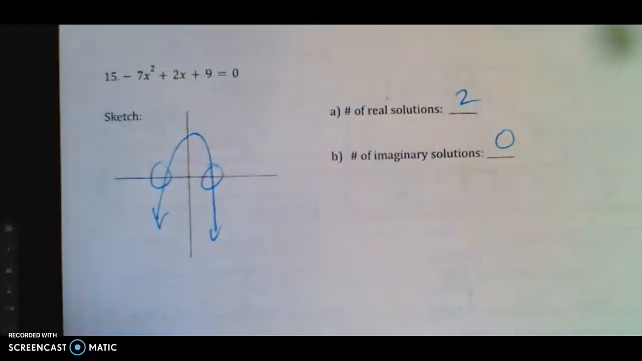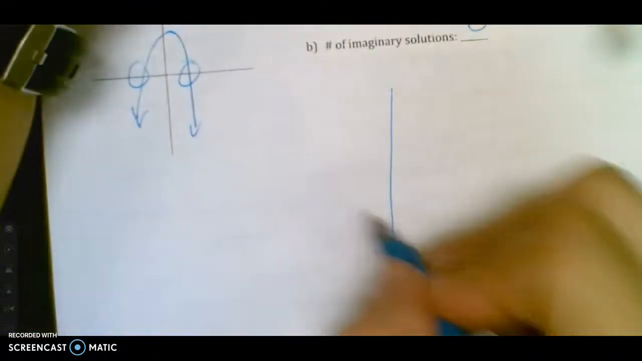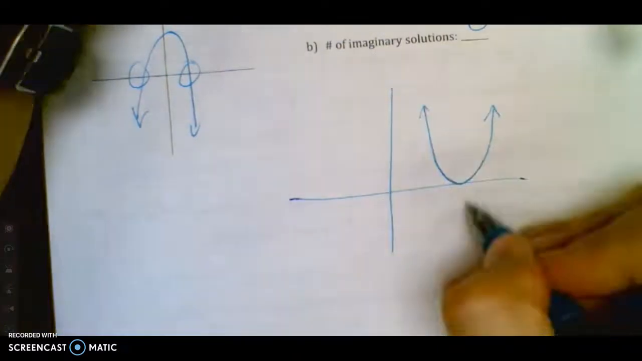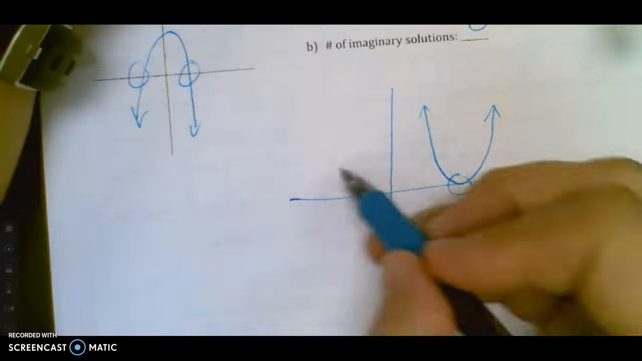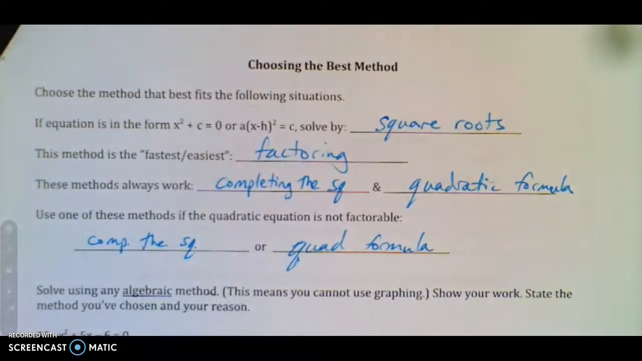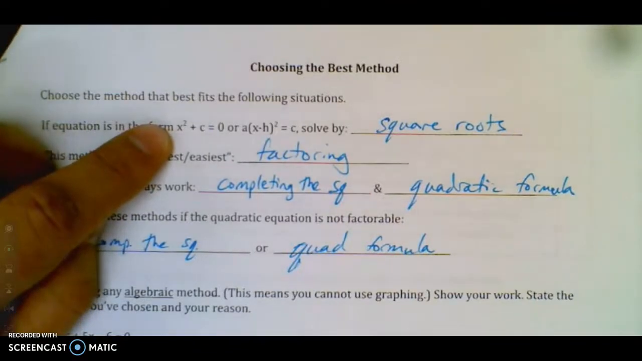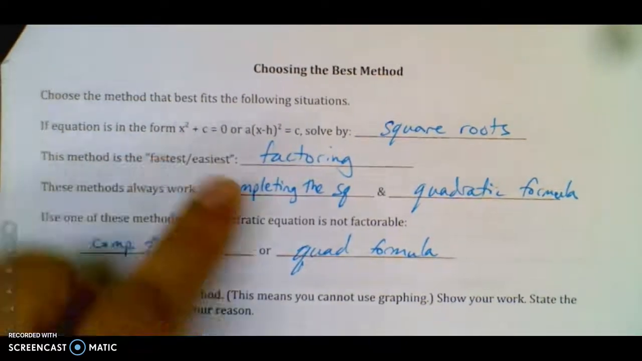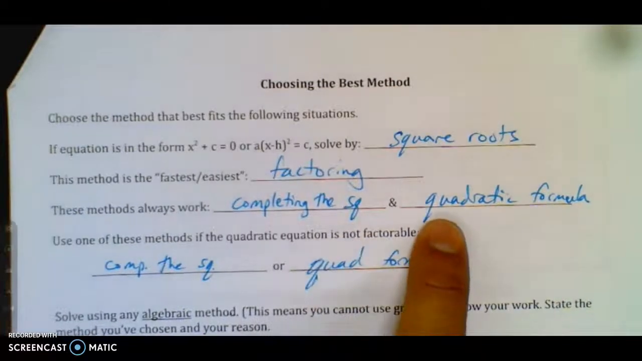The only case not shown here is what happens if it just barely strikes. That would be the one real solution where it hits just once. Okay, that wasn't one of these problems though. Alright, so the last page here, you always check if you can do square roots first, because it's super easy. Then if you can't do square roots, if there is an x term, you try factoring. Not all problems are factorable. If not, you use one of these 2 methods.